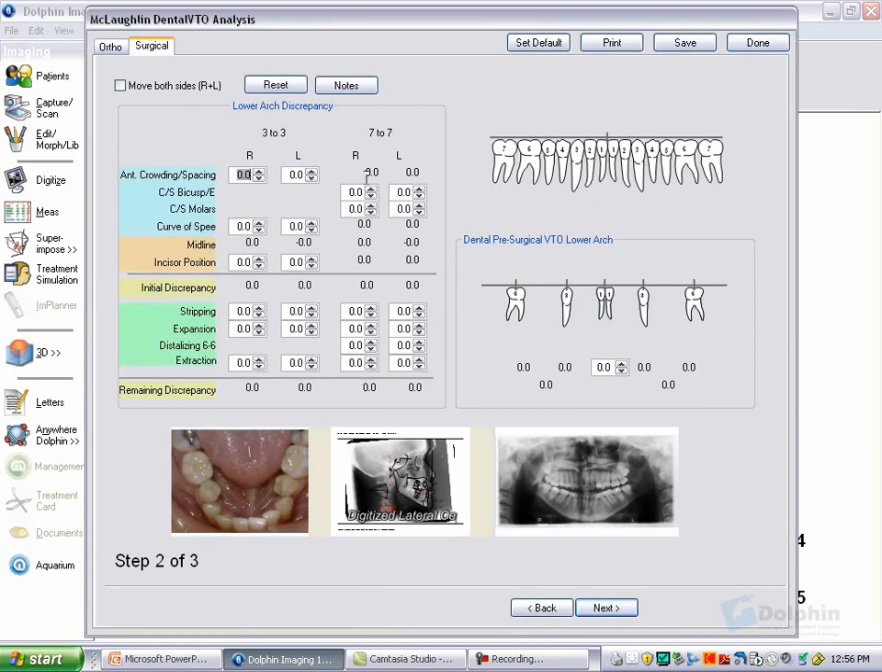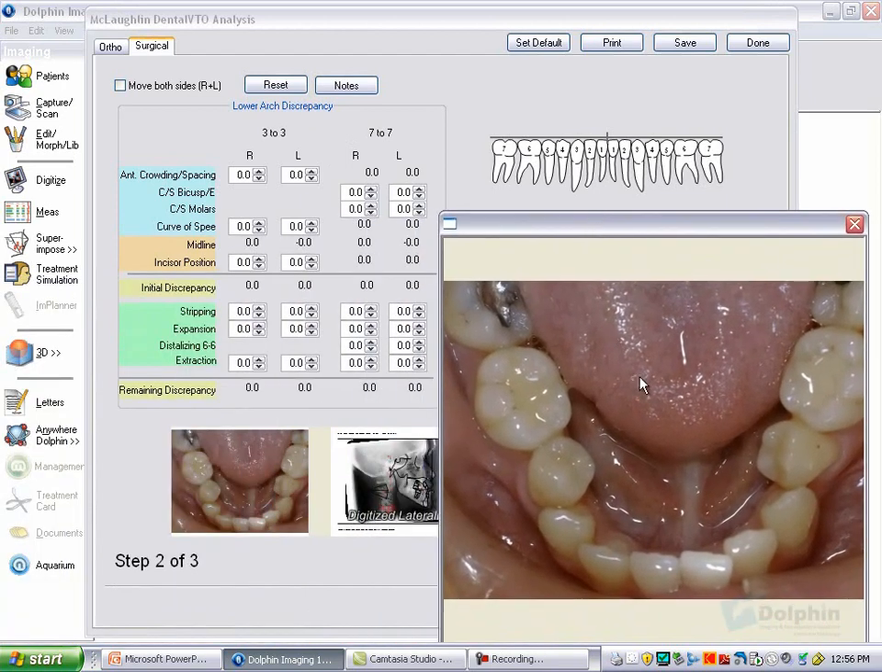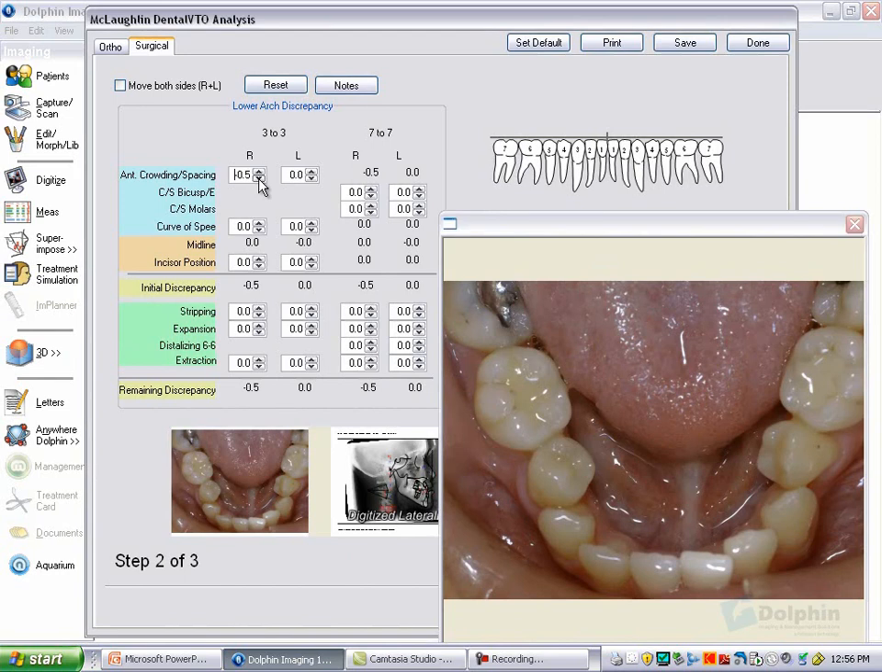Next we go to chart 2, which is the lower arch discrepancy, very similar to the orthodontic analysis. And we bring her lower arch photograph up by clicking on it, and then we set that off to the side so we can see the lower arch at the same time we view the lower arch discrepancy chart. So the patient has 3.5 millimeters of crowding on each side in the lower anterior segment. We're going to count the crowding in the anterior versus the bicuspid region here. So we're minus 3.5 millimeters per side.